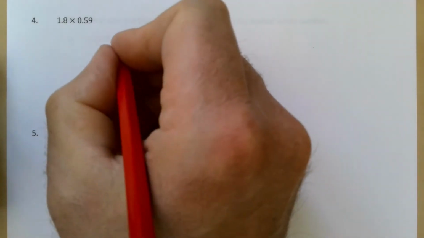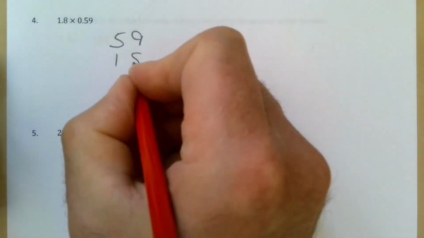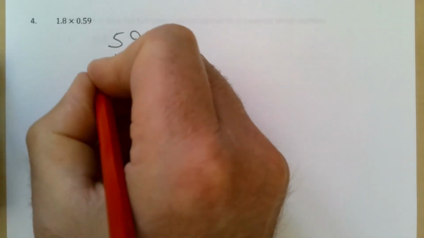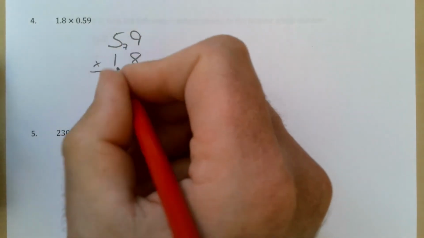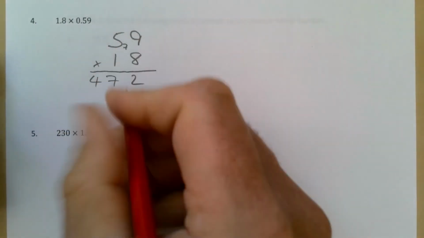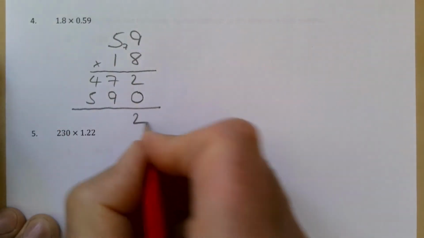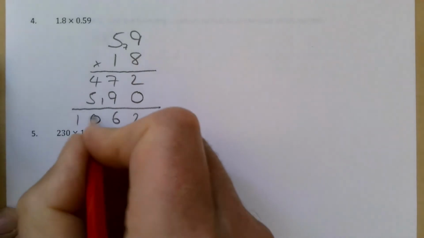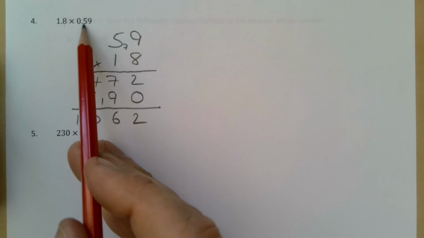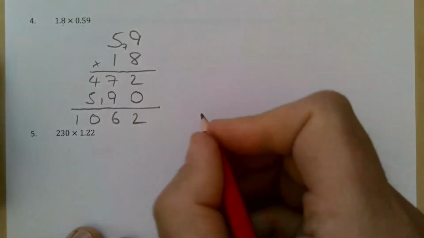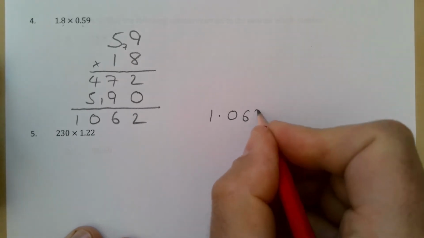1.8 times 0.59. Similar to the last one, I'm going to do then 59 times that then by 18. 8 times 9 is 72. 8 times 5 is 40, plus 7 is 47. Put down my 0. 1 times 9 is 9. 1 times 5 is 5. 11, 2, 16, 10. How many are there in the question? 1, 2, 3. So I need 3 then in my answer. So it's going to be 1.062.